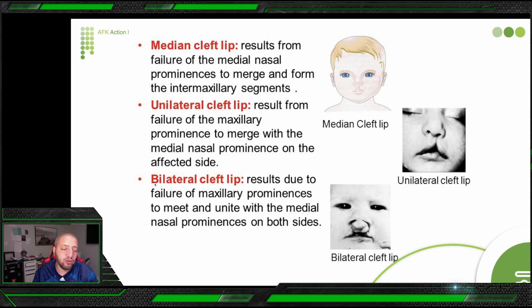And as you can conclude now, bilateral cleft results from failure of the maxillary prominence to meet and unite with the medial nasal prominence on both sides. Here is the unilateral and here is the bilateral. To wrap it up: when the medial nasal processes fail to fuse, it is a median cleft lip. And the cleft lip can be unilateral or bilateral. When it's unilateral, it's the maxillary with the medial nasal.